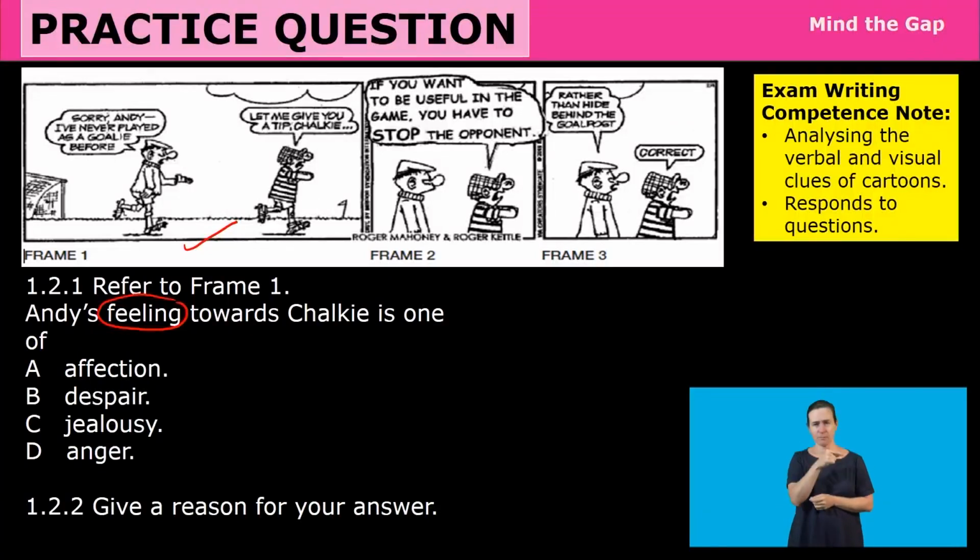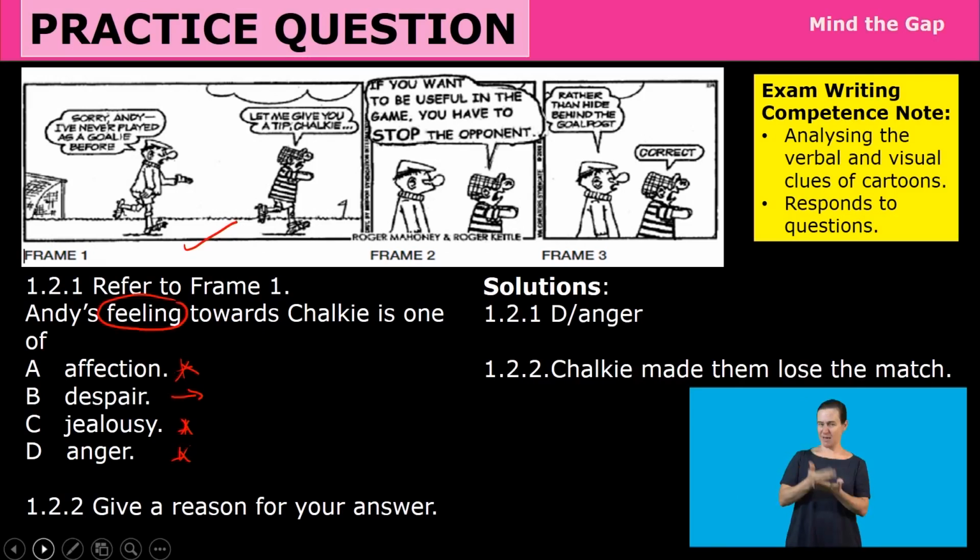So already we know, is it affection? It doesn't sound like affection, because Chalky's saying, I'm sorry, Andy. I've never played a goalie before, so I doubt whether that's affection. Despair might be this one. So we've decided that one is out. Is it jealousy? Can't be. Is it anger? Can't be. So already you've come up with options even before you've given your response. Remember, you have to give a reason for your answer here. So let's see what our response identifies.